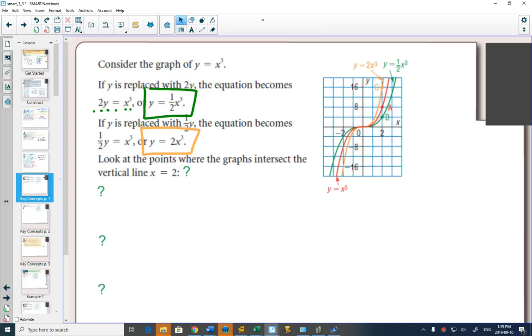They've done one particular point. They've taken 2 comma 8. On the green graph, what's changed? The y coordinate's 2 comma 4. On the orange graph, you get 2 comma 16. So as we get to more advanced graphing, we're going to start looking at specific points that we know from our original graph and what happens to them.